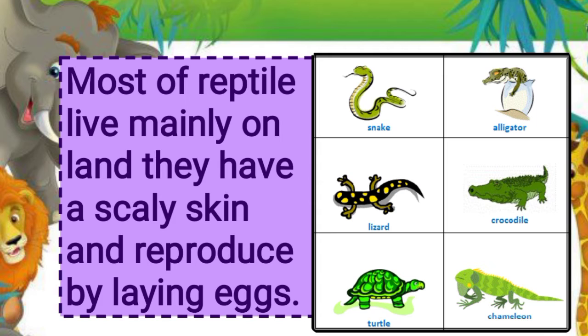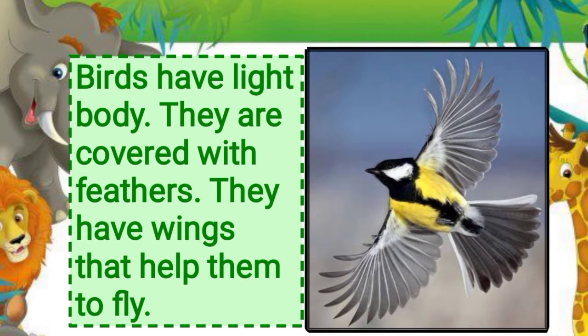Lizard, snake and crocodile are reptiles, and they are cold-blooded animals, which means that their body temperature changes with the change in the temperature of their surrounding. Now let's understand about features of birds.